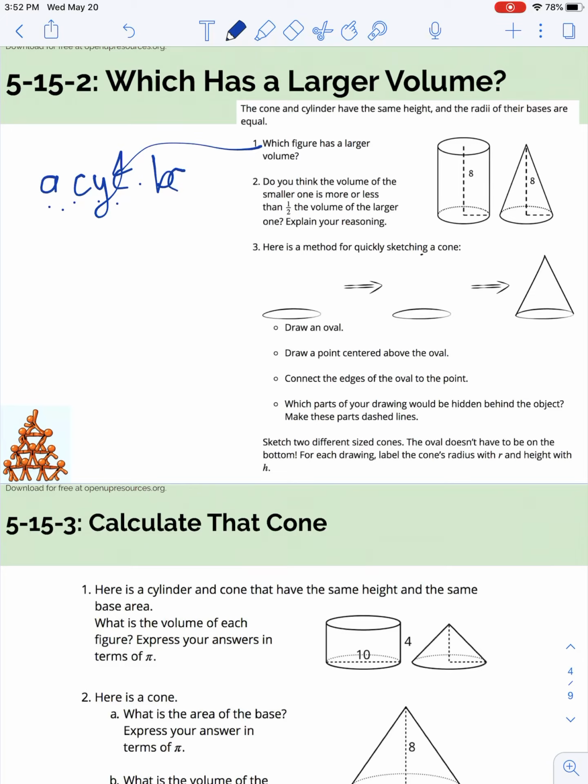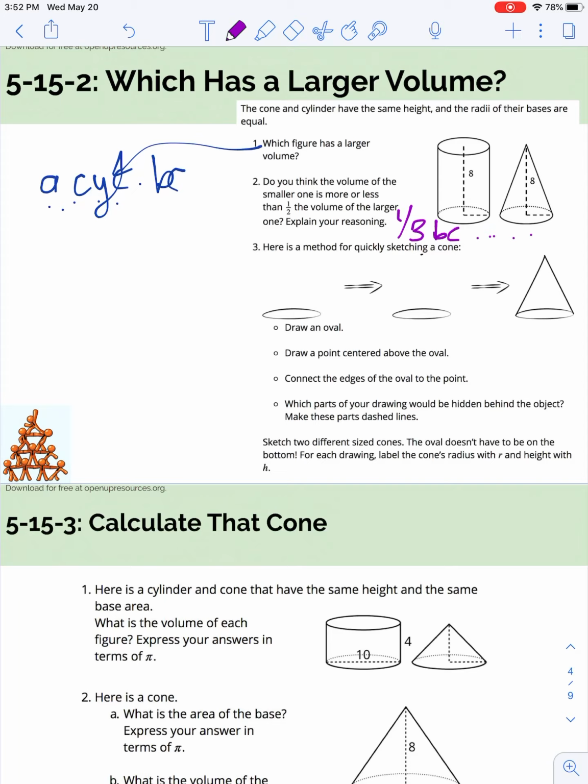Number 2 says, do you think the volume of the smaller one is more or less than half the volume of the larger one? Explain your reasoning. Unfortunately, I already gave this away because I told you the formula. It would be a little bit less than half, because it's 1/3. But you can make up your own reasoning, like 1/3 is how many would fit inside of a cylinder.